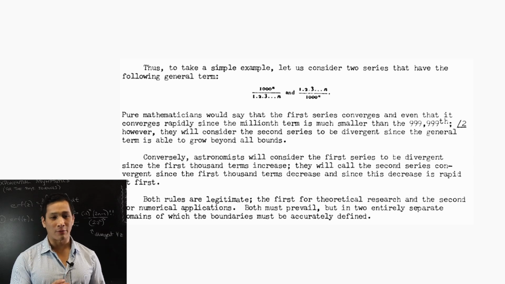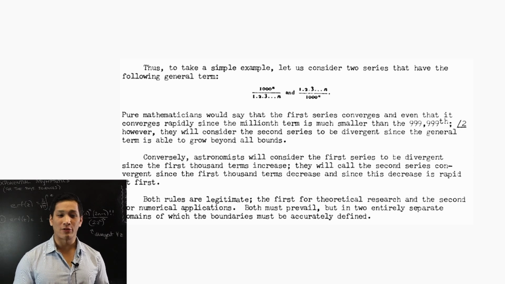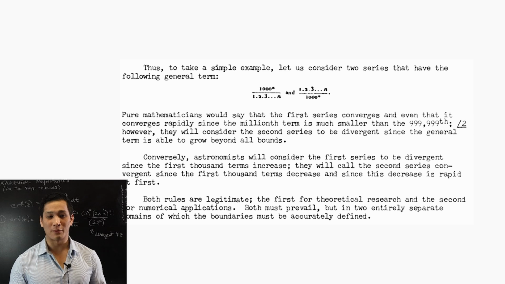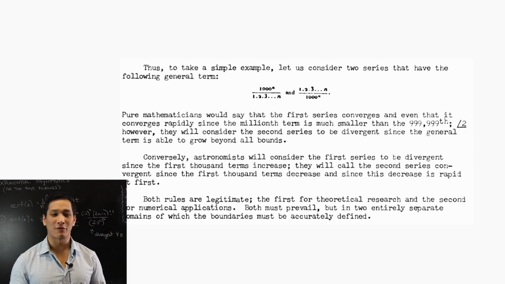He said pure mathematicians would say that the first series converges, even that it converges rapidly, since the millionth term is much smaller than the 999,999th. However, they will consider the second series to be divergent, since the general term is able to grow beyond all bounds. Conversely, astronomers would consider the first series to be divergent, since the first 1,000 terms increase.